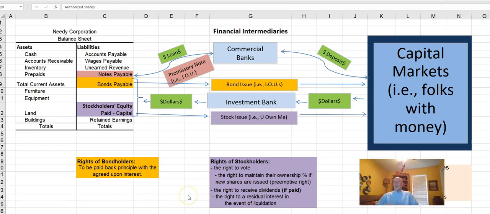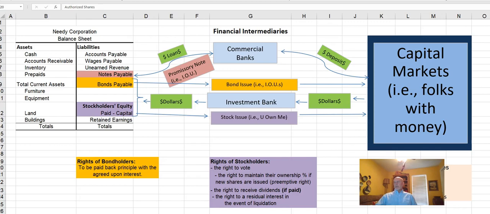So as a shareholder, you would have the right to vote, the right to maintain your interest in the company, that's called the preemptive right, the right to participate in dividends if they are paid, and also the right to participate in the leftovers if the company should go out of business. So those are the rights of the stockholders.